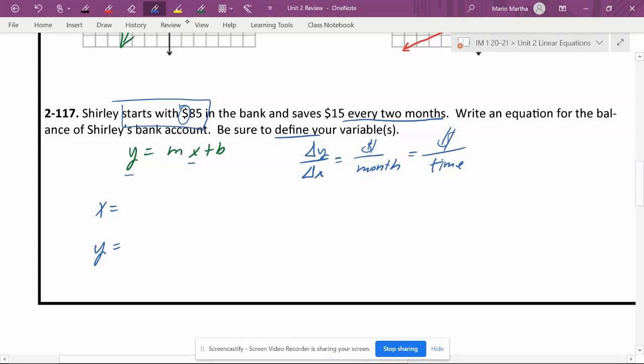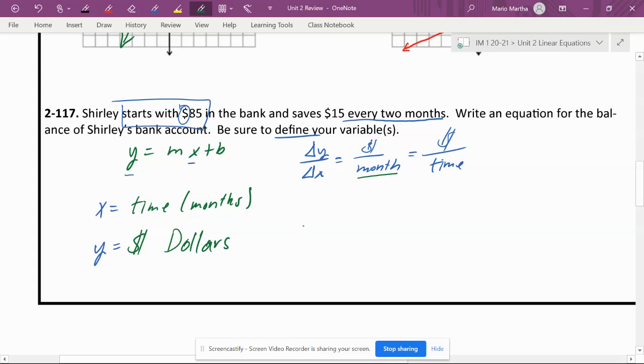Okay, so we can define both x and y now. We know the change in x represents months. So that's time, the time in months. And then finally, we know that the change in y represents money, because we want to see how much money we have in the account every 2 months. So that's just money, in dollars. You can have any other currency, there's always euros, pesos and stuff like that too.